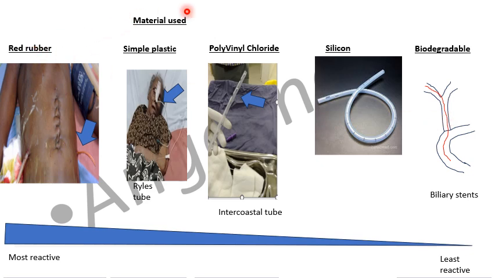Now coming to the materials, which is the most reactive, you can see this diagram. The most reactive is your red rubber tube and the least reactive will be your biodegradable.